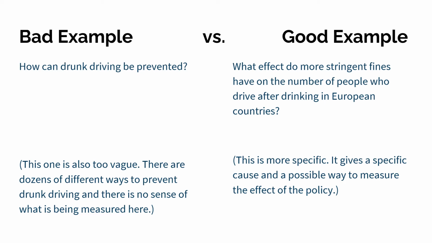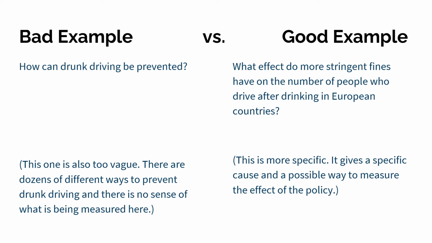For another example, how can drunk driving be prevented? This one is also too vague. There are dozens of different ways to prevent drunk driving, and there's no real sense of what's being measured here. What do they mean by drunk driving? In what country or what state or what area? What kind of preventative measures are they actually looking at here?